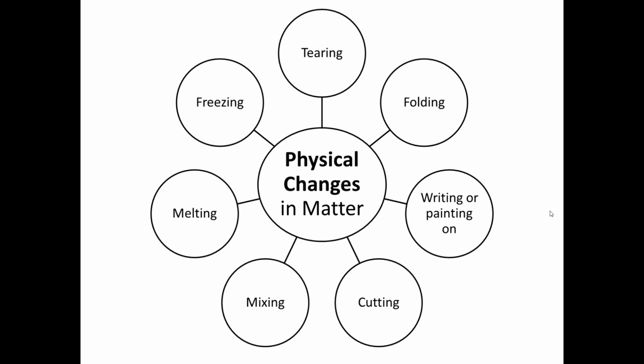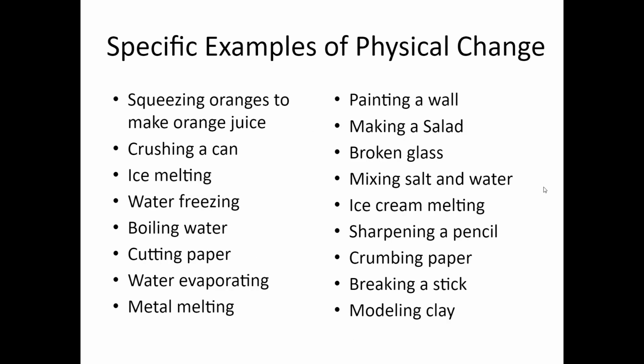Here are a few examples of physical changes in matter: tearing, folding, writing or painting on, cutting, mixing, melting, and freezing. All of these are a few examples of physical changes in matter.